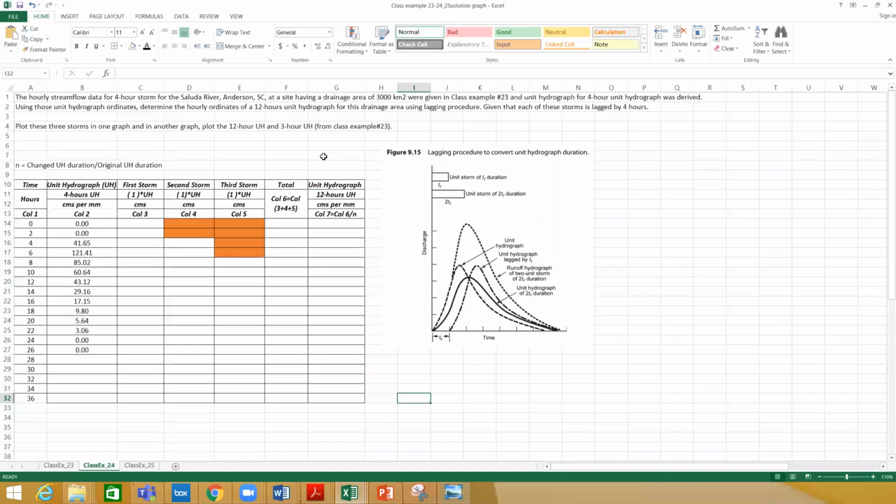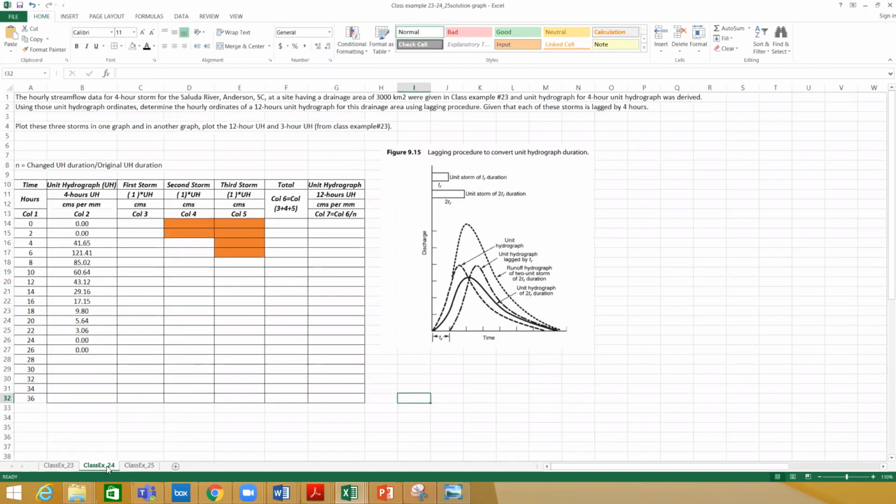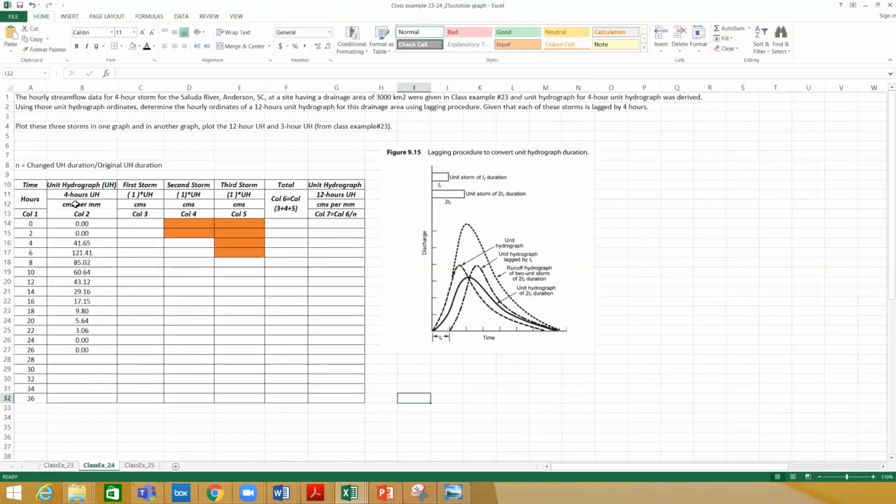So we will start the class example 24 now. This is the same data set. Let's read the question. The hourly stream flow data for the 4-hour storm for the Saluda River were given in class example 23, and the unit hydrograph for 4 hours unit was derived. So here what we did, we actually derived the unit hydrograph, and I copied all the data from here to here, the same thing.